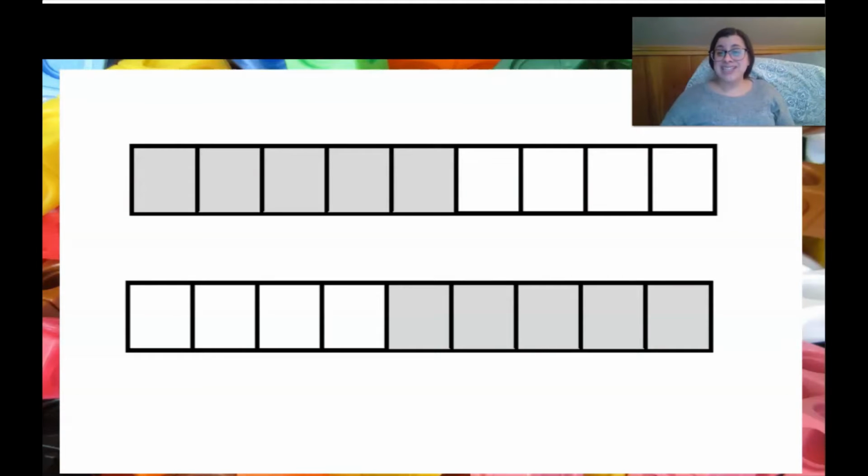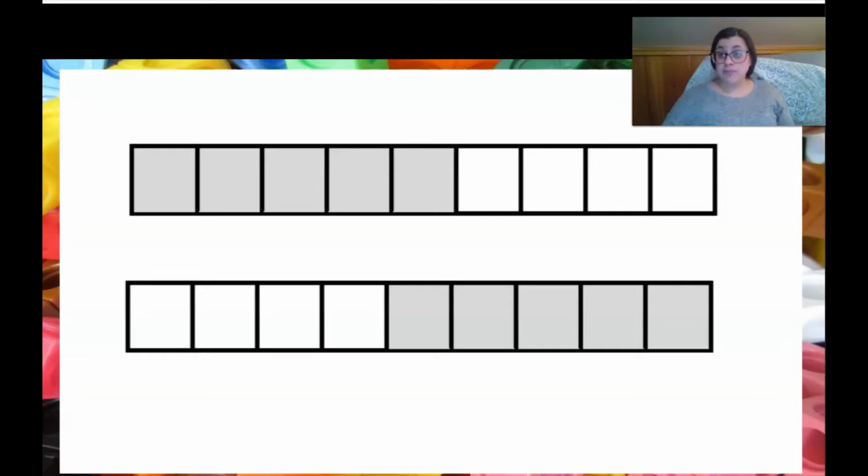Let's look at these linking cube sticks. What do I need to do first to find out the length of these linking cubes? I need to count them. So your teacher's going to pause the video and you're going to count this linking stick and this linking stick. And you're going to decide the length. Is it longer than, shorter than, or is it the same?